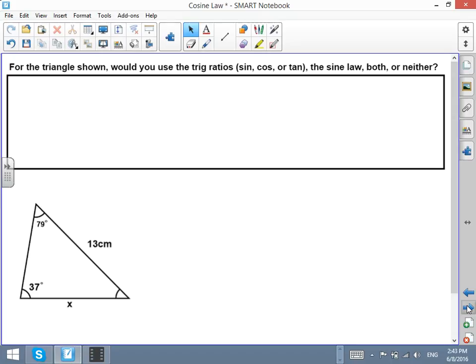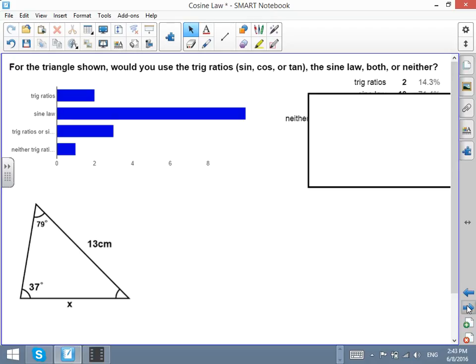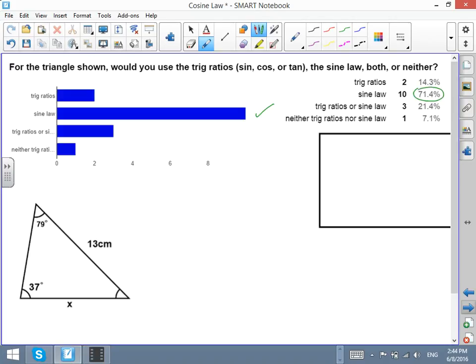On the basis of your classmates' results, or results that were collected from the survey, here's what people were saying. The majority of people saw the sine law as a tool that could be used. So that's good news. That means almost three quarters of the group surveyed saw it as a sine law question. And the quickest way to tell is by looking for this X pattern.